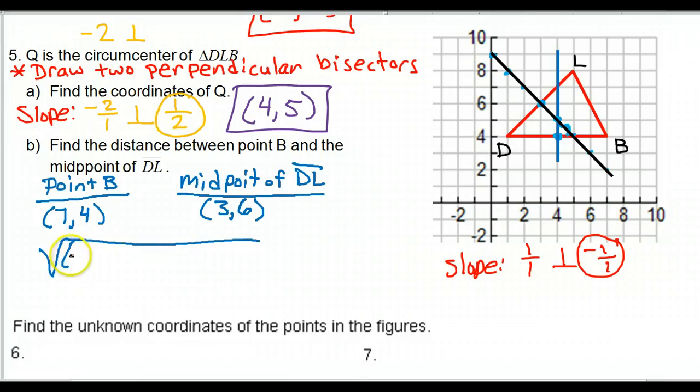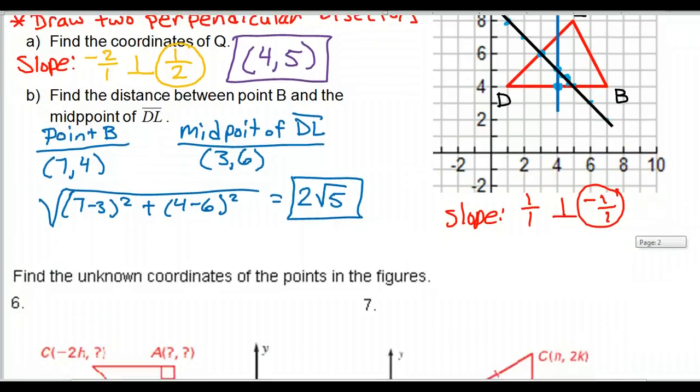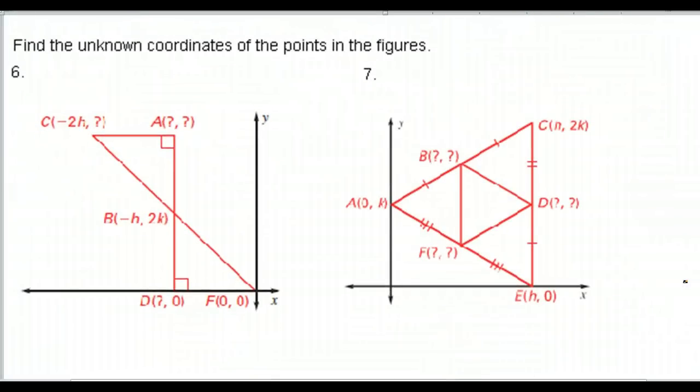Okay, x minus x, so I'm just going to do 7 minus 3 squared plus y minus y. I'll go ahead and do 4 minus 6 squared. Alright, just put that in your calculator and see what you get. I'm getting 2 radical 5. Alright, so that would be the answer to number 5, part B. Let's move on to number 6 and 7.